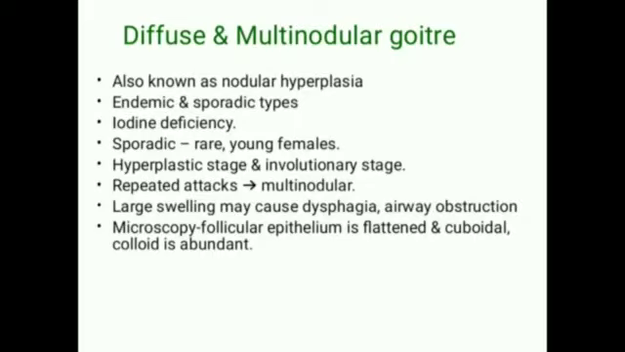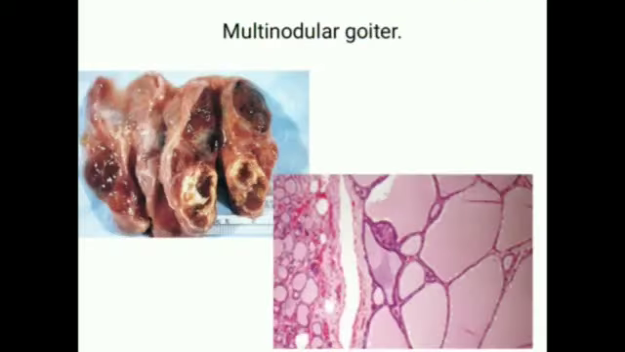And if you will see the microscopy of the goiter, they have follicular epithelium which is flattened and cuboidal, and the colloid is abundant. This will be mostly in the involutionary stage. The hyperplastic stage mostly has a similar picture to that of Graves' disease. Okay, now you can see the picture.